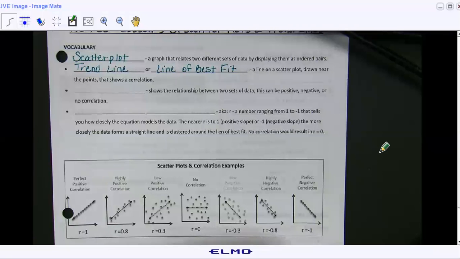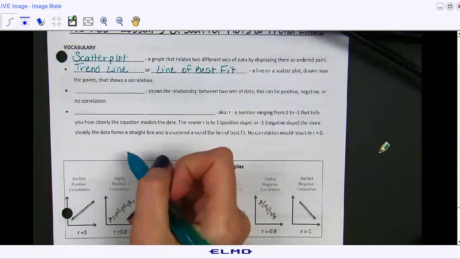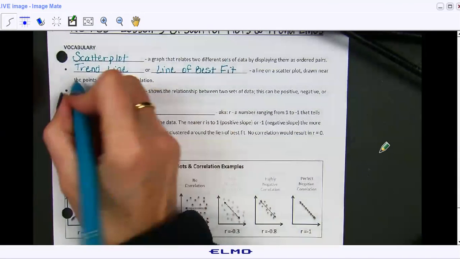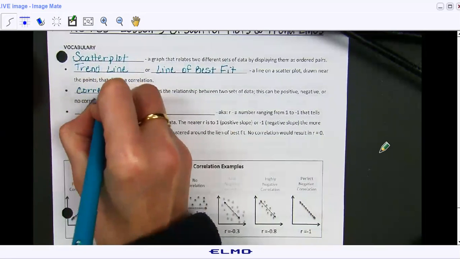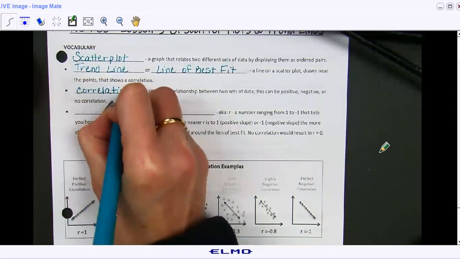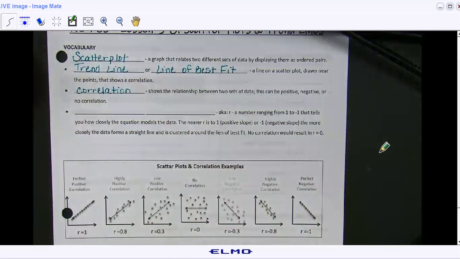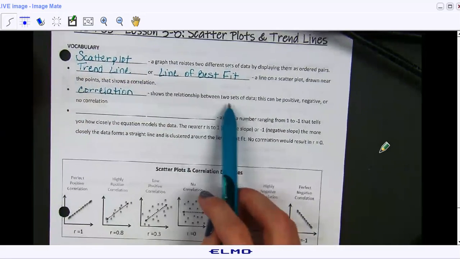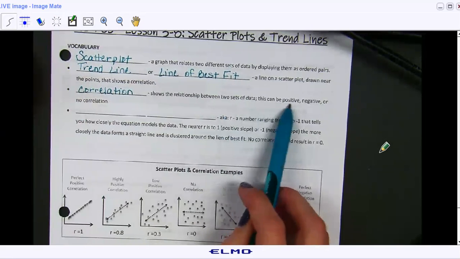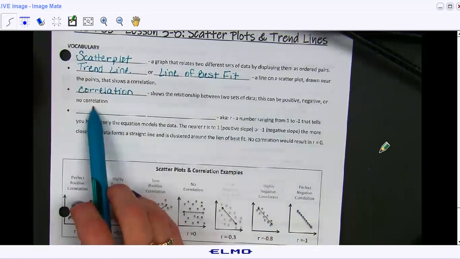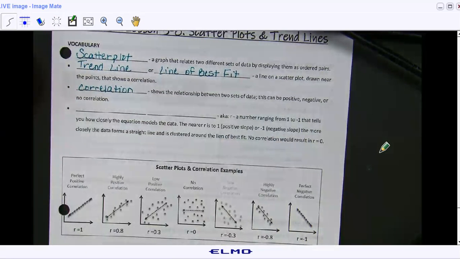Okay, the next vocabulary word is correlation. We can use the word correlation the same as we might use a relationship. So this shows the relationship between two sets of data. This relationship or correlation can be positive, negative, or there could be no relationship or no correlation.